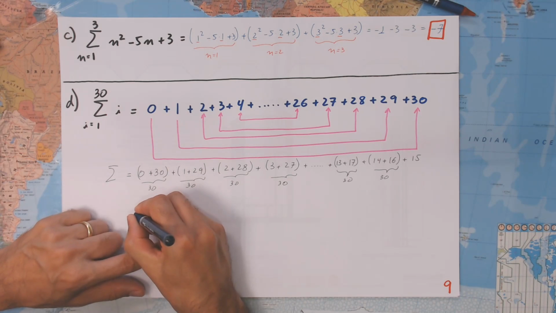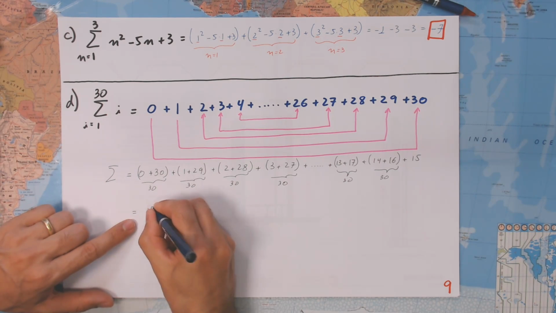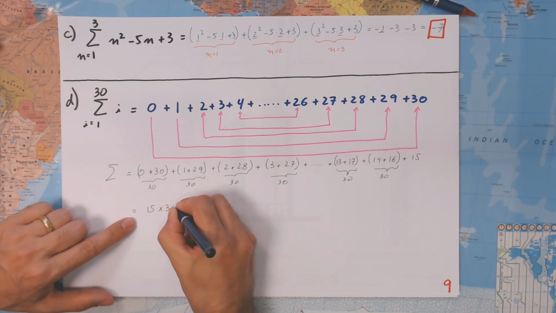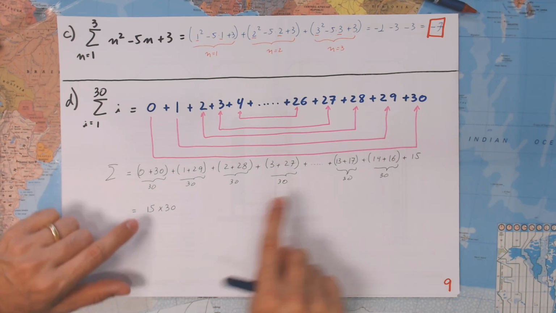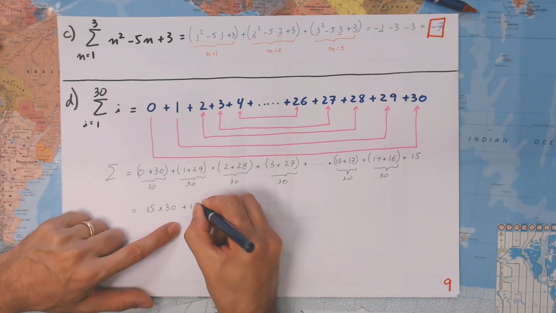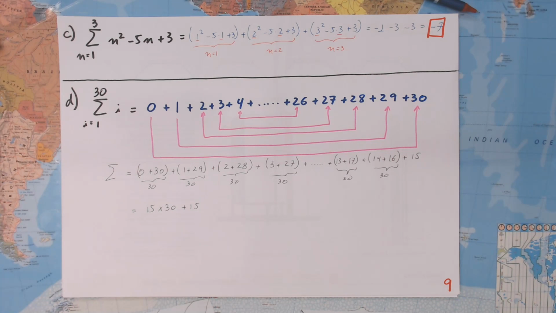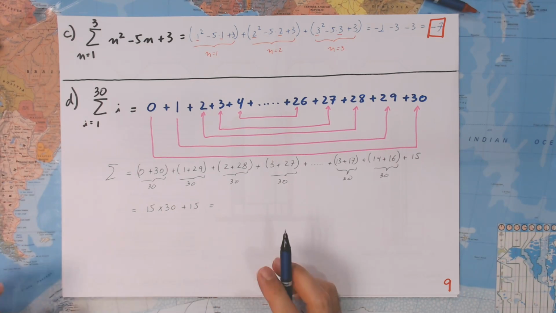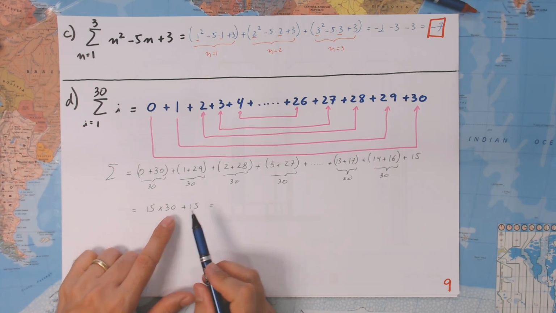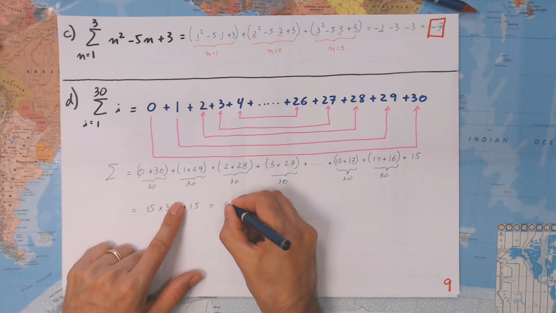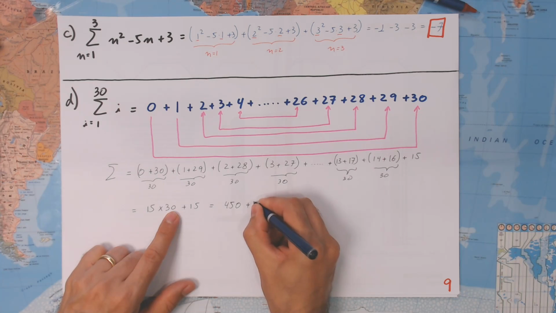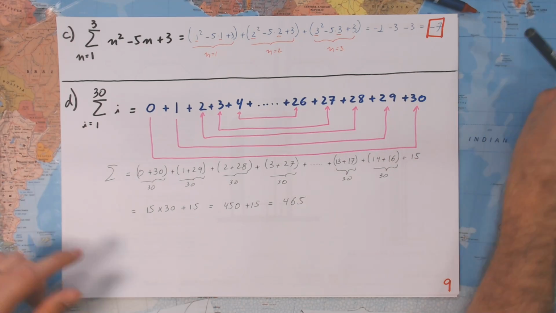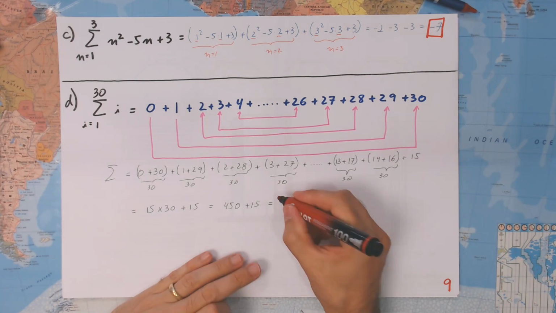So this is going to be 15. 15 pairs, right? 15 times 30. Why? We have 15 30s, plus another 15 there. Okay? Now, what is this? Well, let's do all mental math. How am I going to multiply those? 3 times 15 is 45, with the 0, plus 15. So the answer is 465. And this is the answer for this one.